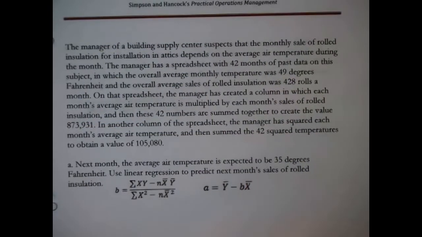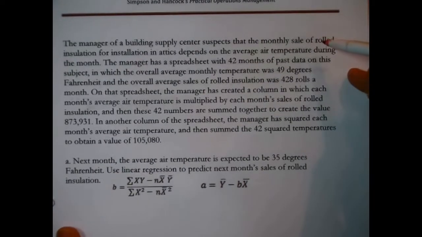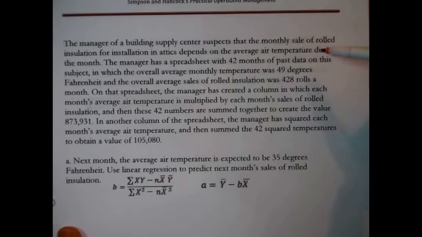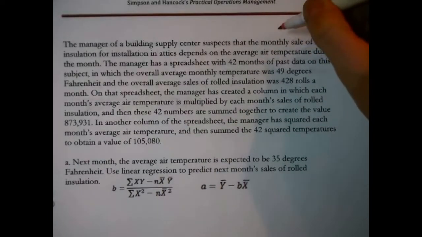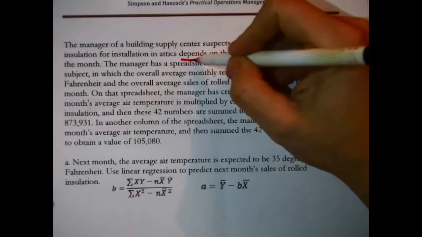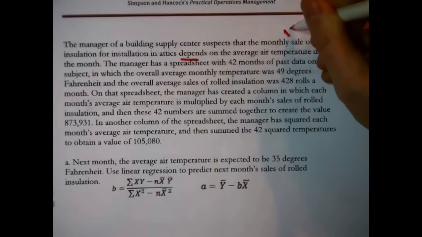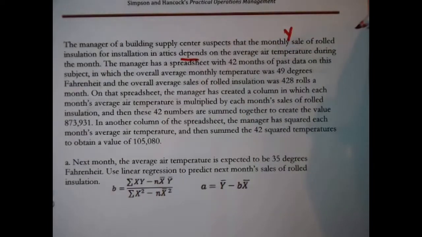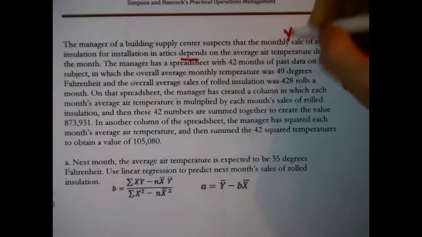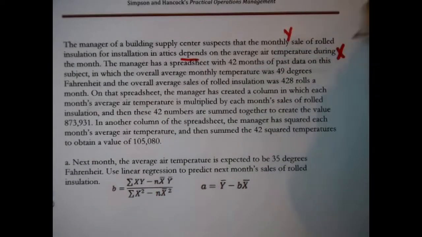Let's look. The manager of a building supply center suspects that the monthly sale of rolled insulation for installation in attics depends on the average air temperature during the month. Here we have a classic hypothesis for linear regression where the monthly sale of rolled insulation depends. That means it would be the dependent variable, or y, right? And it depends on the average air temperature, so that would make air temperature x.